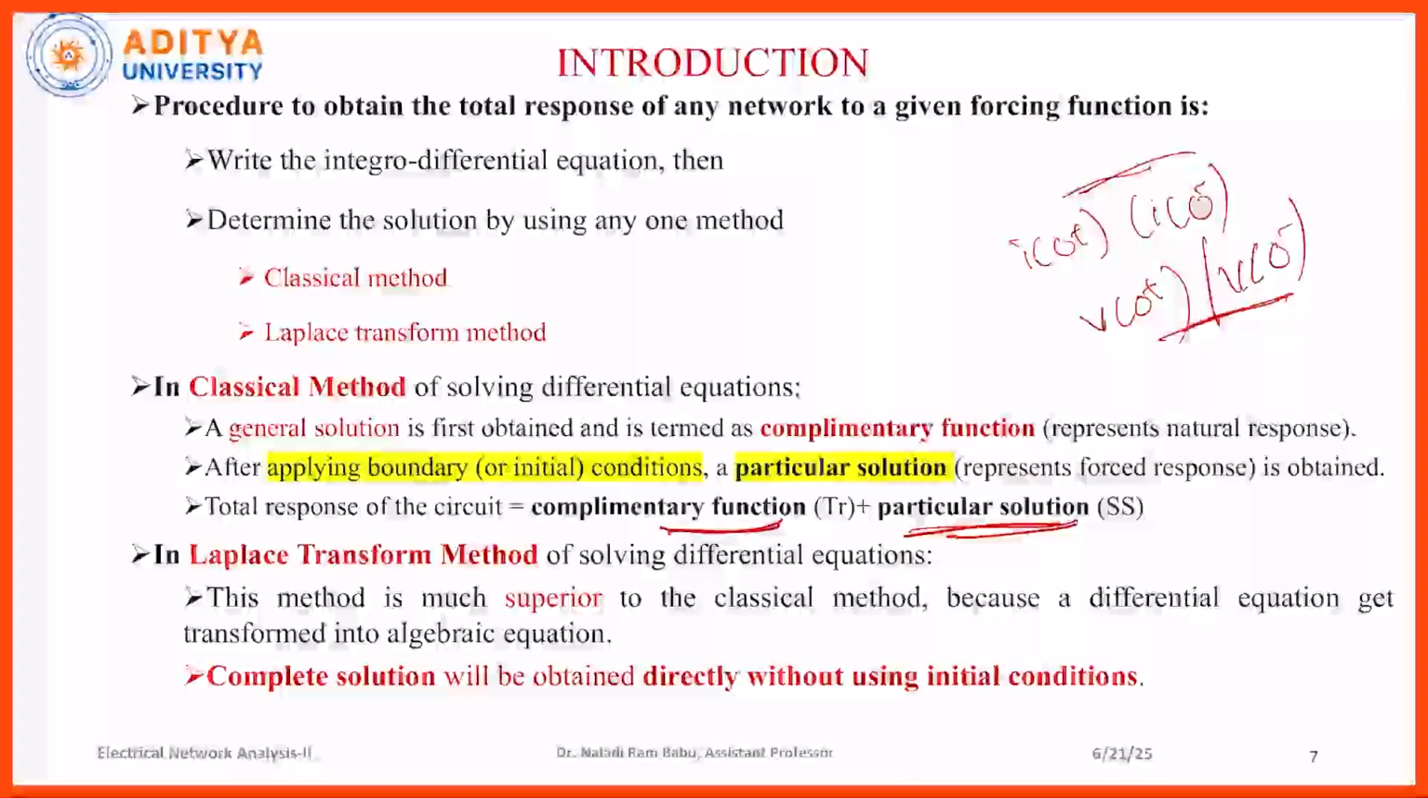The major reason is that an inductor does not allow sudden change in current, whereas a capacitor does not allow sudden change in voltage. So, that is why for an inductor you will be giving current I of 0 plus is equal to I of 0 minus, and for capacitance V of 0 plus is equal to V of 0 minus. These two are the initial conditions.